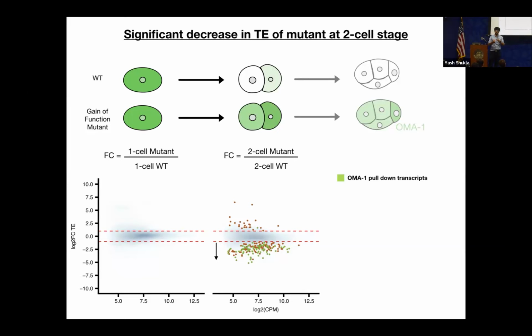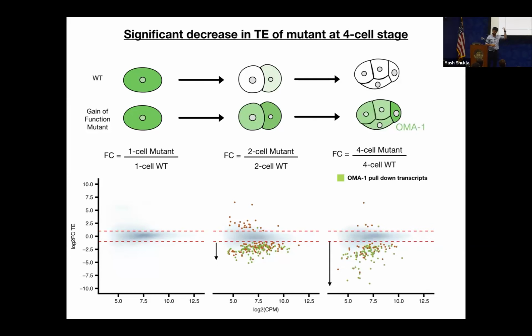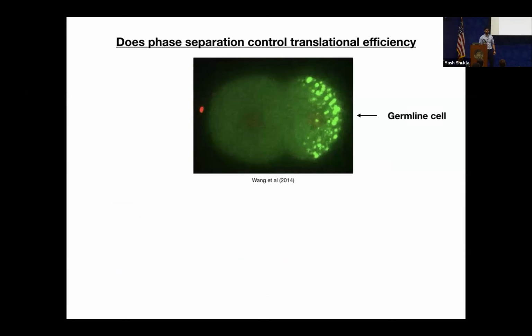So this specific data set of how embryogenesis is being controlled, specifically at the 2 cell stage by this RNA binding protein, was addressed through this particular experiment. And at the 4 cell stage, we see a bigger dip in translational efficiency also. Another thing that we want to look at was these phase-separated particles called P granules.